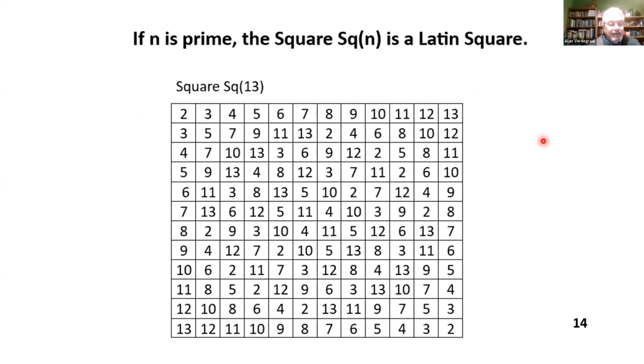And so we get this array of numbers. And as I've mentioned before, if n is a prime number, this square, and we're calling it square SQ of n, is a Latin square, and vice versa. If we can show that this array is a Latin square, then n must be prime.